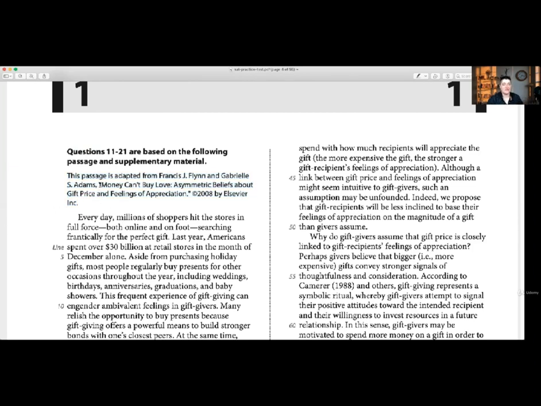So in this case we have: Money can't buy love, asymmetric beliefs about gift price and feelings of appreciation. So you immediately can see what this text is going to be about. It's going to be about money, in terms of how much a gift costs versus how much a gift is appreciated. So that already gives you quite a bit of information.